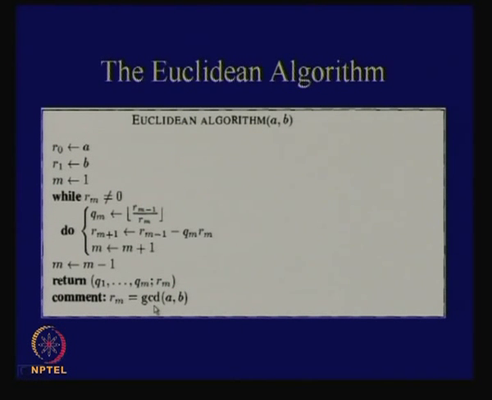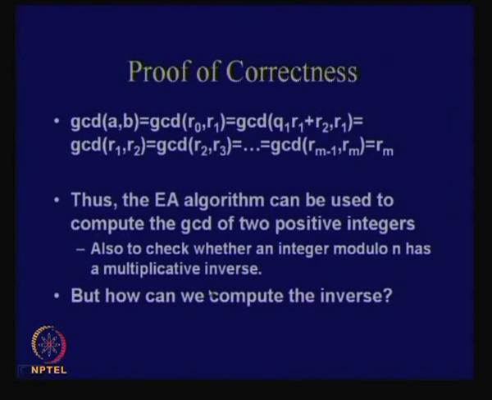Now, what is the reason why this is correct? The correctness of this algorithm can be seen by this particular equation set. What I am interested in computing is GCD of A comma B. A is R naught and B is R 1. R naught is actually equal to Q 1 R 1 plus R 2, and R 1 is R 1. So, if I take a GCD of these two numbers, because R 1 is here and R 1 is also here, this reduces to GCD of R 1 comma R 2.